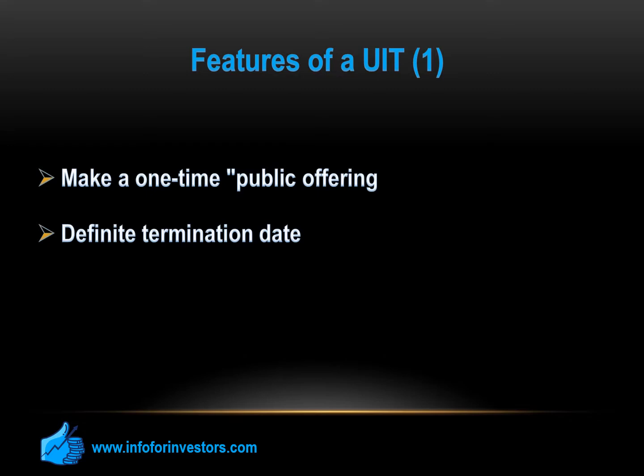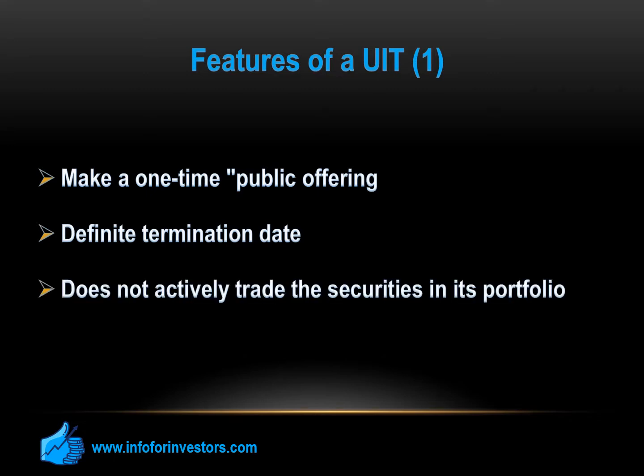the unit holders. Another important aspect of a UIT is that it does not actively trade the securities in its portfolio. What basically happens is that the UIT will buy a generally fixed portfolio of securities. This will be about 5, 10, or 20 stocks or bonds. The fund will then hold these securities with minimal or zero exchange at all throughout the life of the UIT.